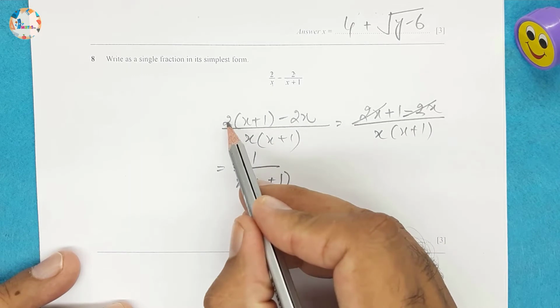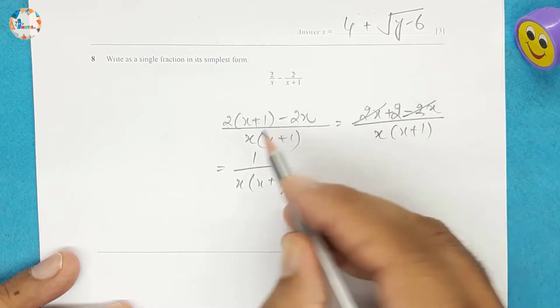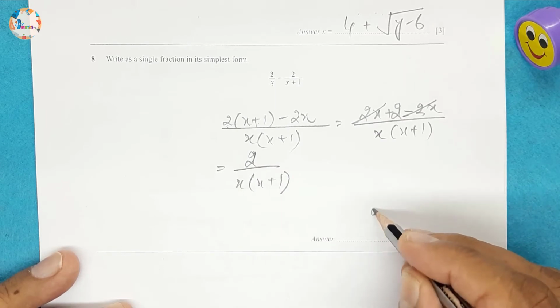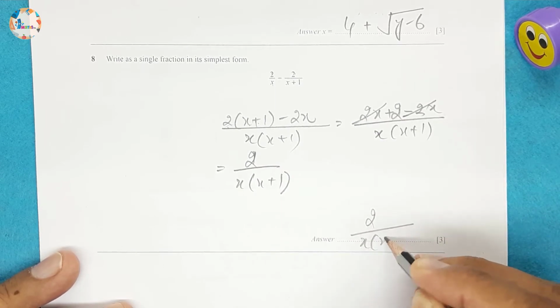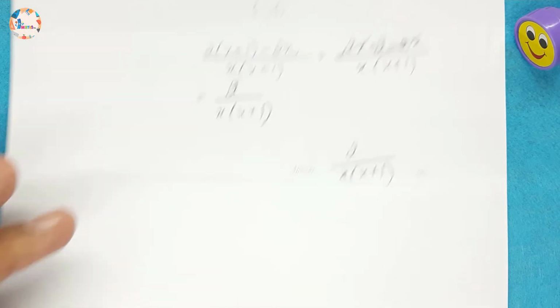Basically we have made a mistake when we multiplied 2x plus. This should be 2 over here, and this will be 2. So the answer will be 2 over x into x plus 1. Hopefully you are understanding this.